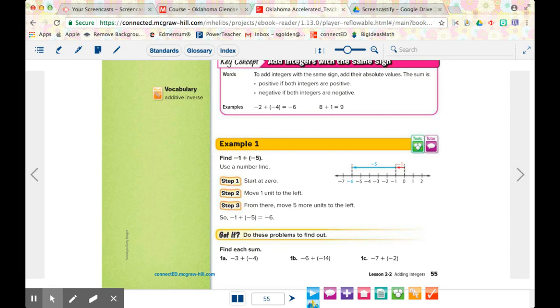So what I want you to do is write down these 3 problems at the bottom, 1A, 1B, and 1C. And I want you to pause the video and try to work those out on your own. And then press play to watch me work them out.